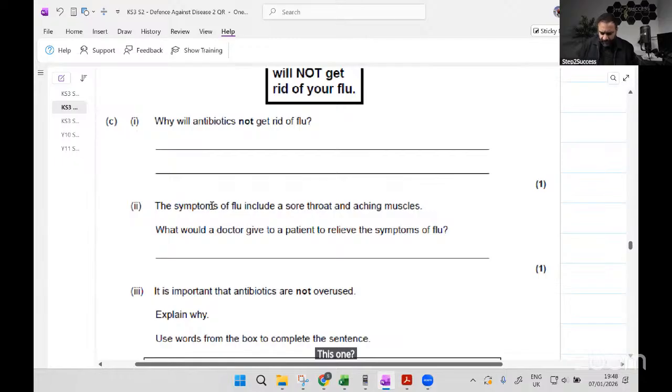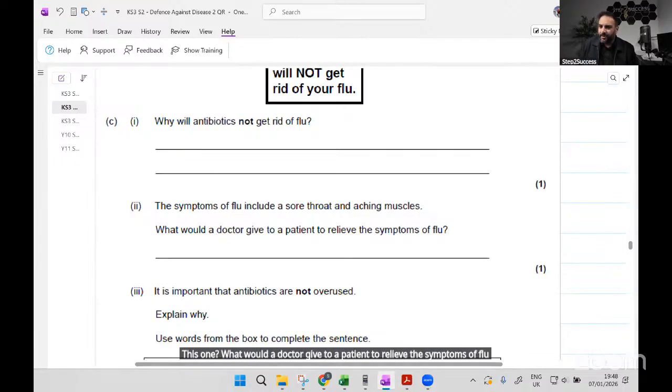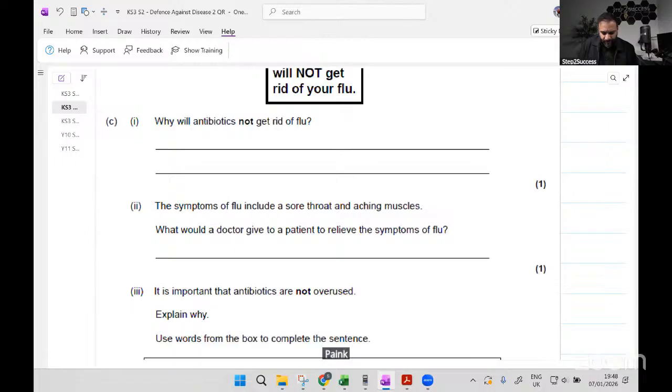What would a doctor give to a patient to relieve the symptoms of flu? Painkiller would probably work. Painkillers help to relieve the symptoms, but they don't actually get rid of the flu. They just help you, like if you've got a headache or whatever, like paracetamol, these things.